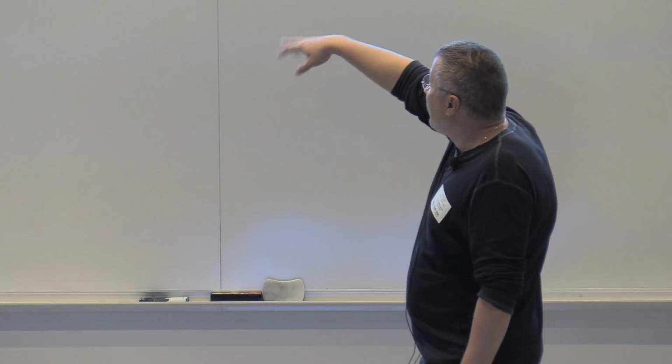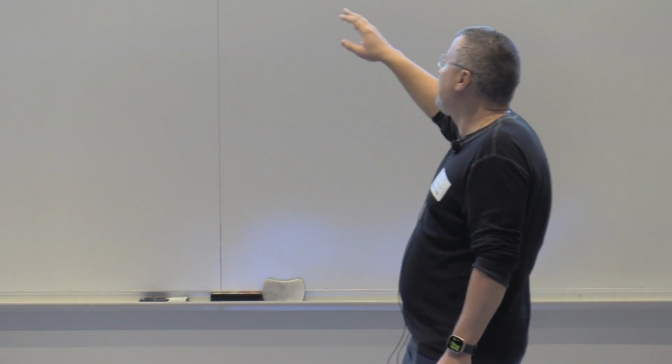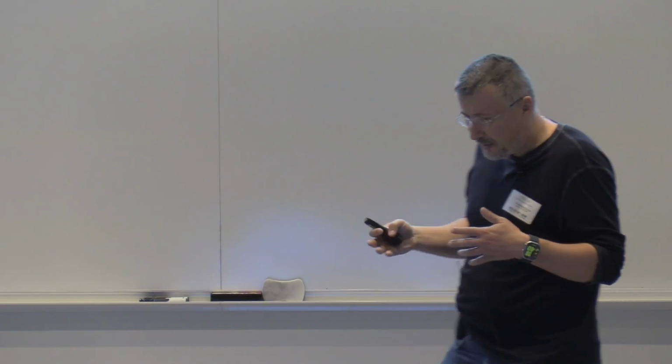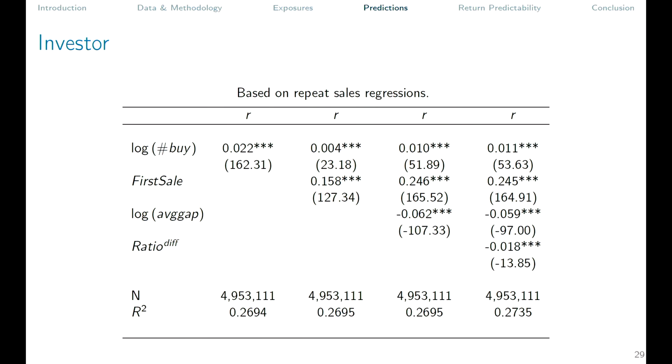And finally, Gottsman and Kuhlman, and other people who do this, have predictions about under-diversification among the less sophisticated investors. And we're going to look also at how diversification is connected to the returns. So the more experienced you are, the more you buy, the higher your return. So the first sale matters. As in Lovo and Spaenjers, you have a negative relation between the holding period and return: the longer your holding period, the lower your return. And the less diversified you are, the lower your return.